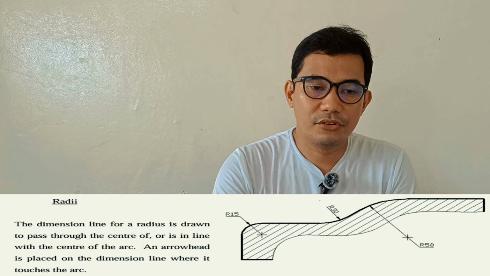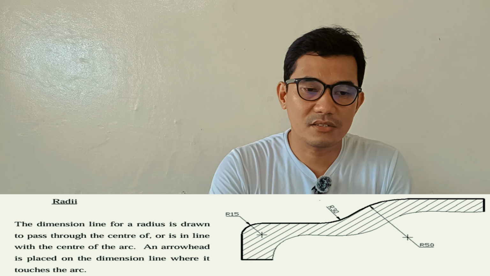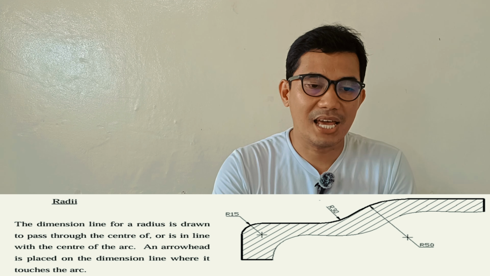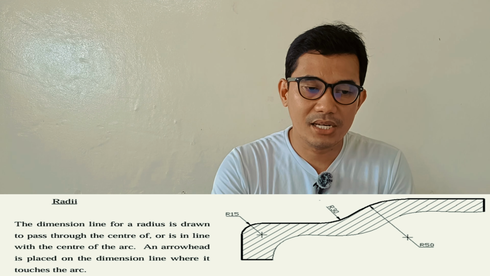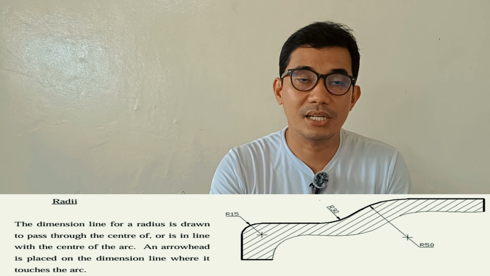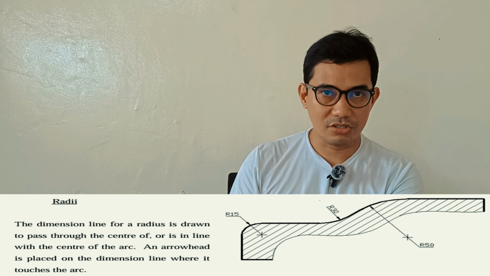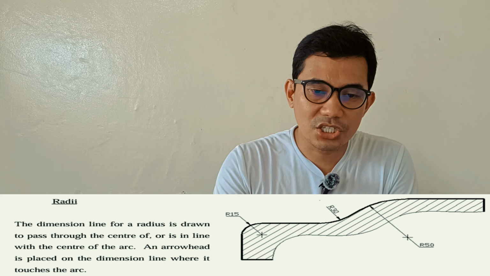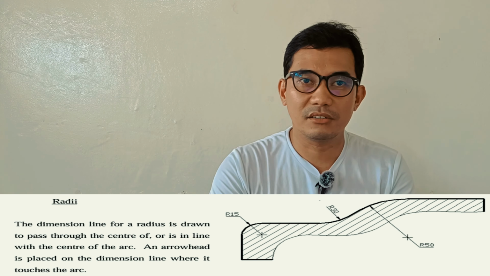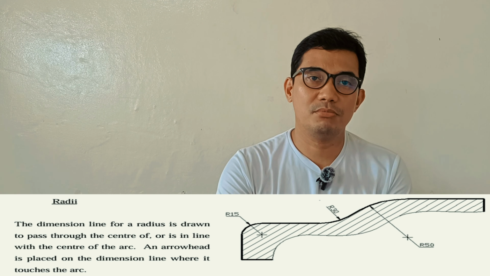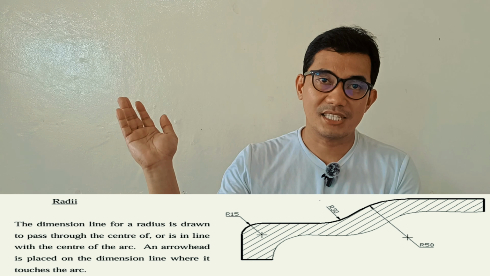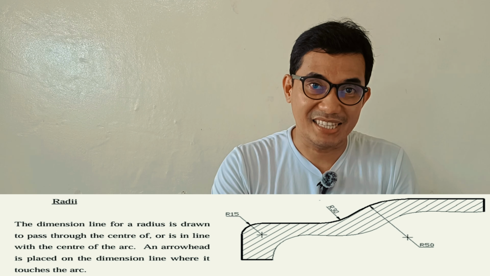Now, the dimension line for a radius is drawn to pass through the center of or is in line with the center of the arc. An arrowhead is placed in the dimension line where it touches the arc. When dimension ta og radius, it should touch the arc or the center of the radius mismo, and then it should be represented with an arrowhead just like sa ato ang figure nga ginapakita.